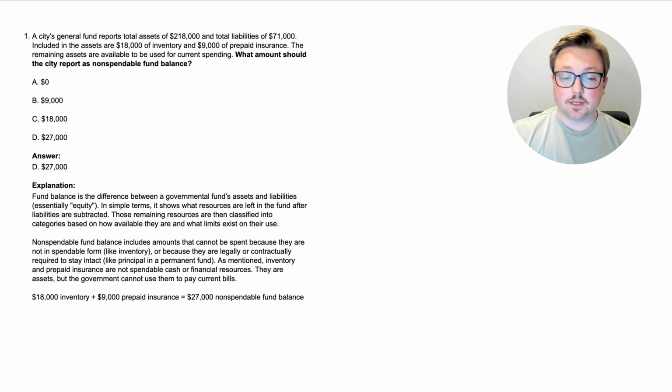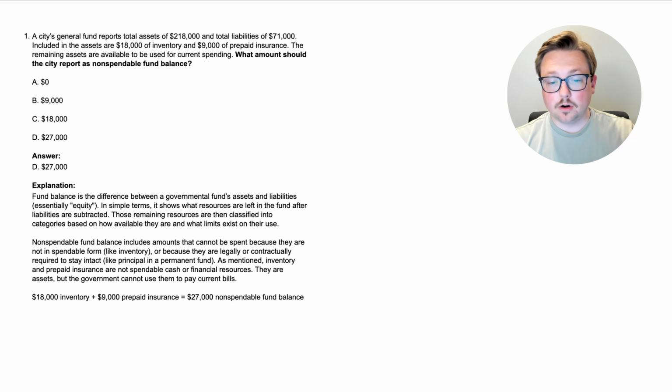Anyway, as mentioned, inventory and prepaid insurance are not spendable cash or financial resources. They are assets, but the government cannot use them to pay current bills. So even though they're assets, they are not spendable assets. So that's why we're adding them together, $18,000 of inventory plus $9,000 of prepaid insurance, equaling $27,000 of non-spendable fund balance. So again, this is the first piece of fund balance. So the first piece is non-spendable. Now let's go to the next question to learn the next thing after non-spendable.